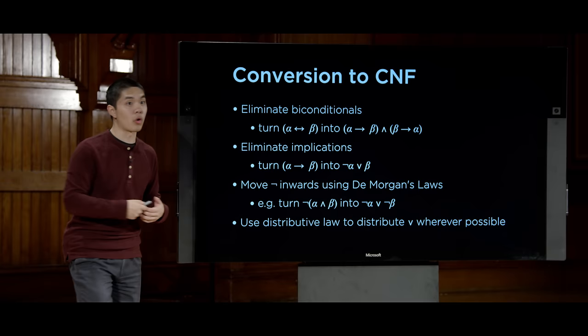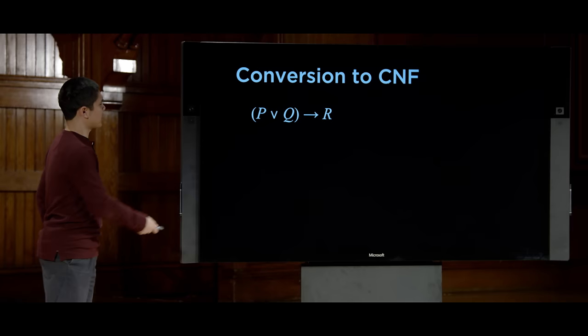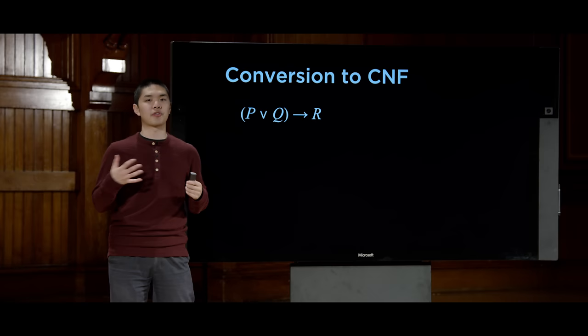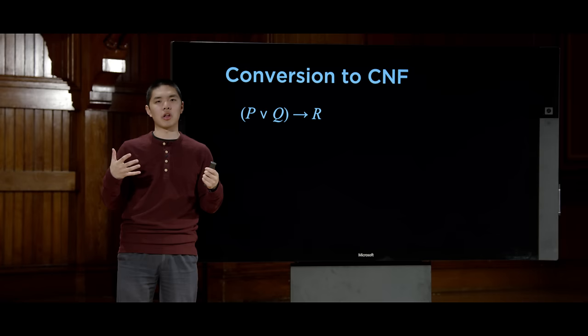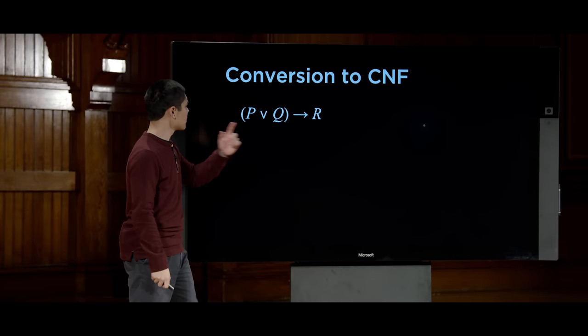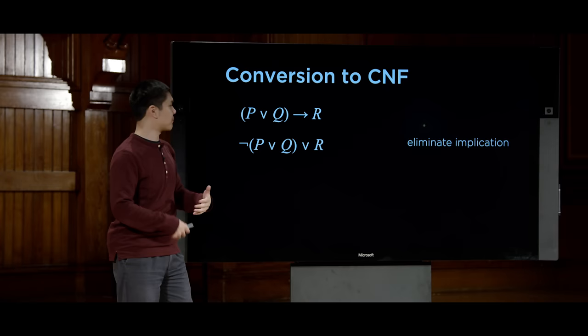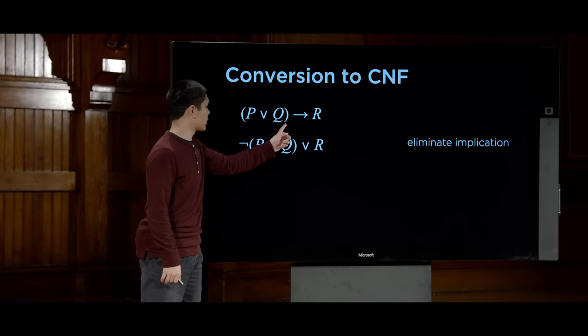Here's how we can do it. Let's take this formula, for example. P or Q implies R, and I'd like to convert this into conjunctive normal form, where it's all ands of clauses, and every clause is a disjunctive clause. It's ors together. So what's the first thing I need to do? Well, this is an implication, so let me go ahead and remove that implication. Using the implication inference rule, I can turn P or Q implies R into not (P or Q) or R.